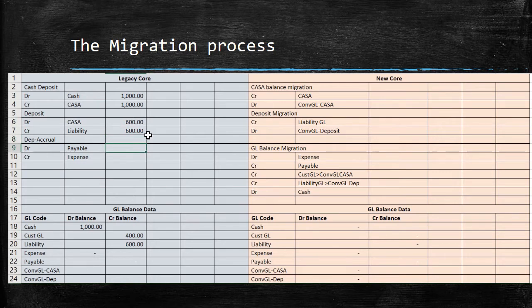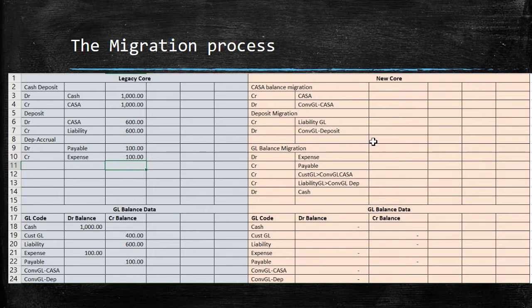And on the date of migration, let's assume that I have done accruals of up to 100, which means I have a debit payable of 100 and a credit expense of 100. So the balance sheet is now complete. With one simple customer account and one deposit account, I now go for migration to a new core. The new core is actually empty. It doesn't have any balance sheet of its own. It's on a clean slate.